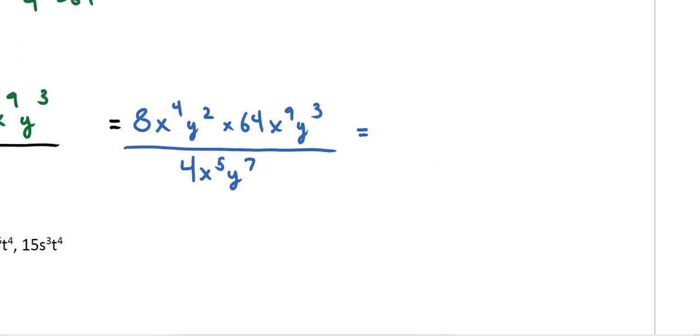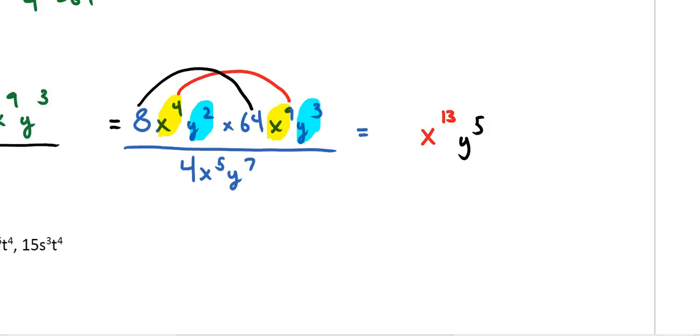Alright, there's different ways we can do this. I'm going to go ahead and I'm going to combine the variables in the numerator. Since I'm multiplying here, I just add the powers here. So 4 plus 9 is going to be 13, x to the 13. And then I have this y squared and this y cubed. That's going to be y to the power of 5. And then 8 times 4, 8 times 64, that's going to be 512, all over 4x to the power of 5, y to the power of 7.